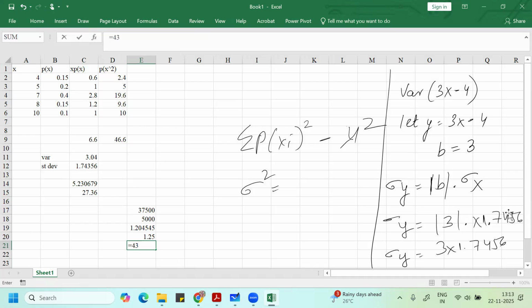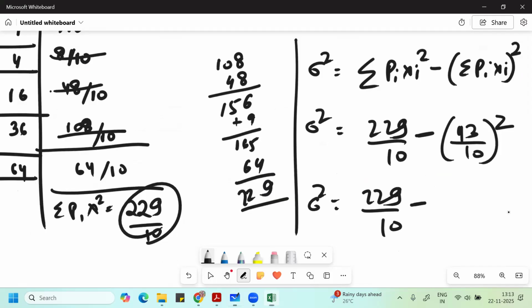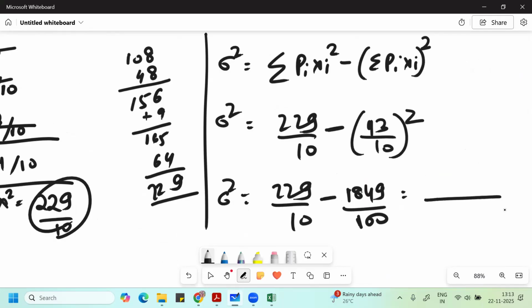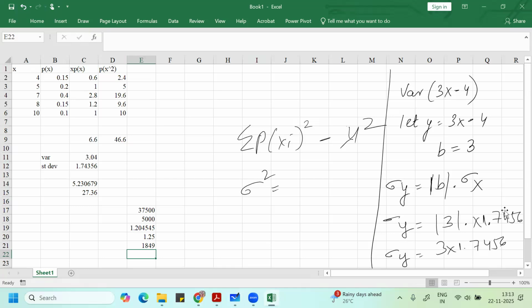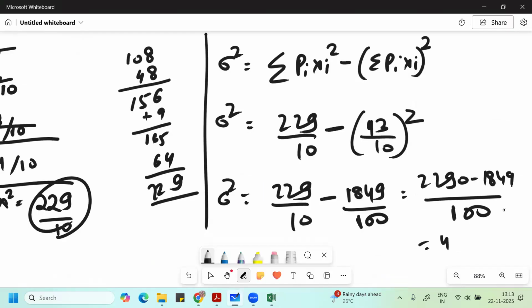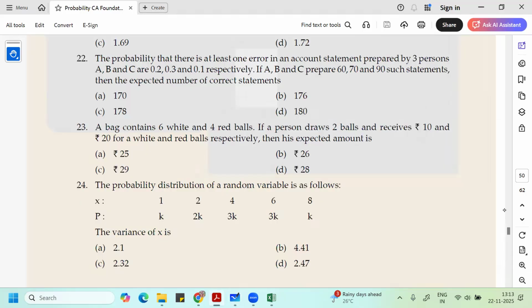43 square is 1849, so 1849 by 100. Just take the LCM, which is 100. You'll get 2290 minus 1849, which is 441. So 441 by 100, or 4.41. The variance you are getting is 4.41. Option B.